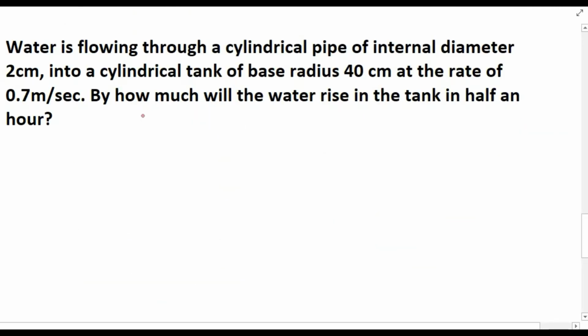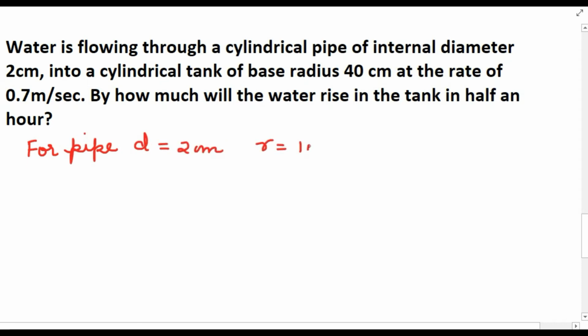Next question: water is flowing through a cylindrical pipe of internal diameter 2 cm into a cylindrical tank of base radius 40 cm at the rate of 0.7 meter per second. By how much will the water rise in the tank in half an hour? So for the pipe, it is flowing through the cylindrical pipe, and the diameter is given as 2 cm.